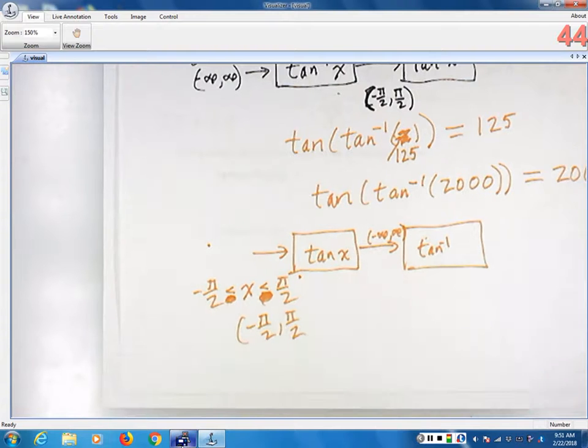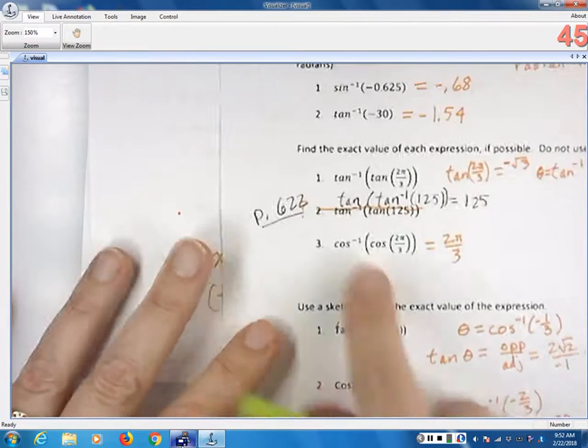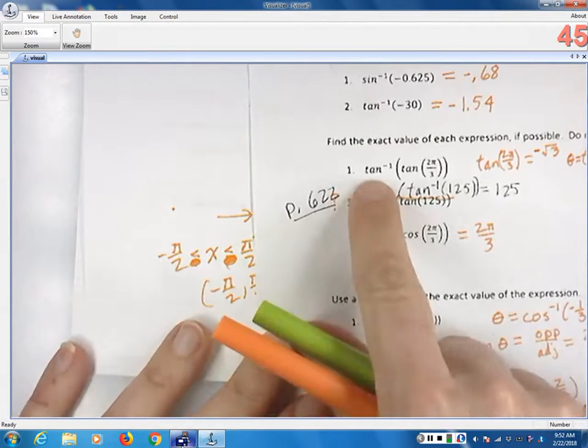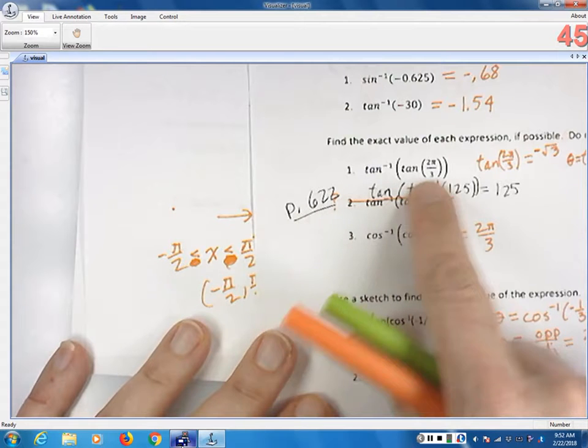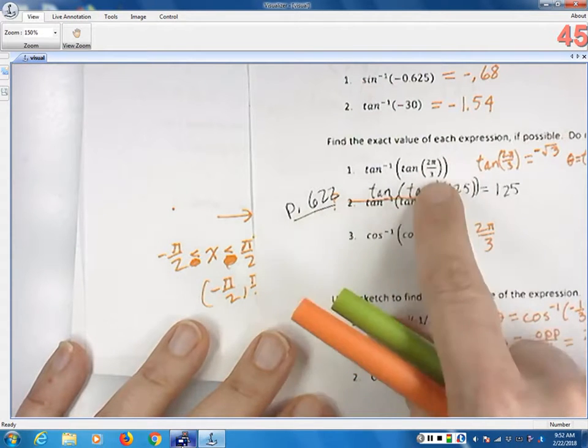And so that's why when we did the example with tangent of an inverse tangent, tangent inverse of a tangent, that's why it didn't end up being x. So there we are, tangent inverse of a tangent, and this was not inside that domain. We had to evaluate this and then find that.